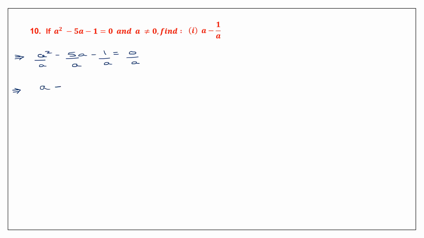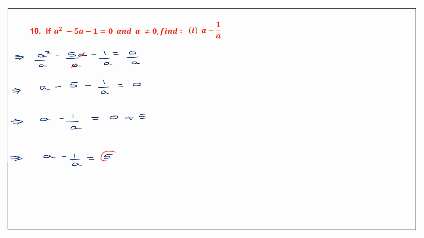The second term, here we write minus. The second term, as you can see, you have 5a by a. We can cancel out the a's. So here we just have minus 5. Here we have minus 1 by a. So that is 1 by a, and on the other side 0 by a is 0. So now we are going to find only a minus 1 by a. On the right hand side we have 0. Now we are going to transpose this minus 5 to the other side, that becomes plus 5. So now the value of a minus 1 by a is 0 plus 5, and that is 5.